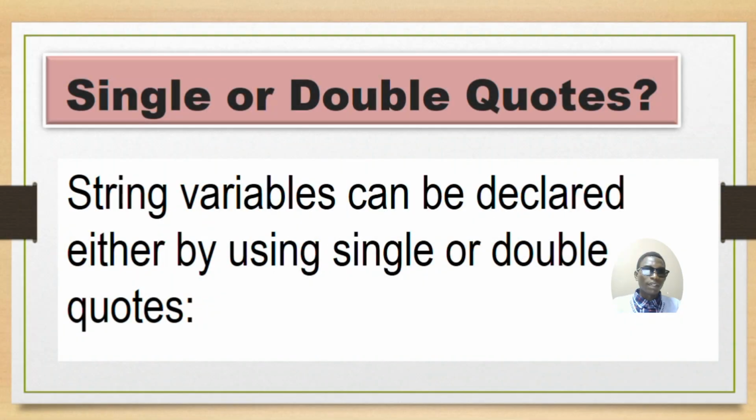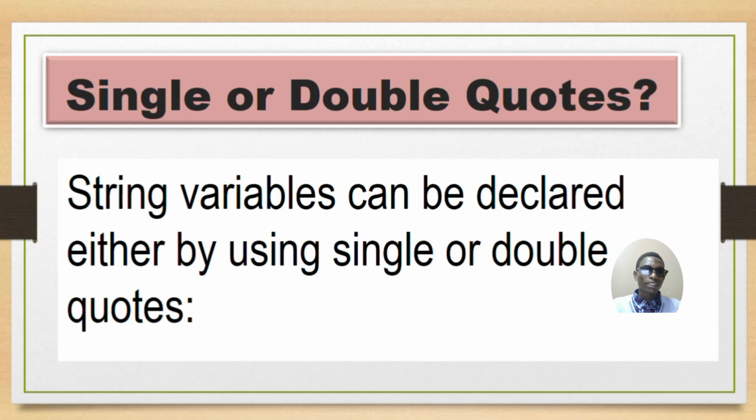You always ask yourself: single quote or double quote? This is the critical question here. So a string variable can be declared either by using single or double quotes. That means all of them are correct. You can use either single quote or double quote, right?